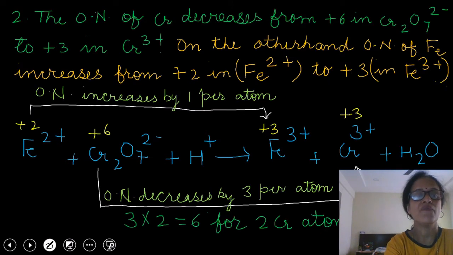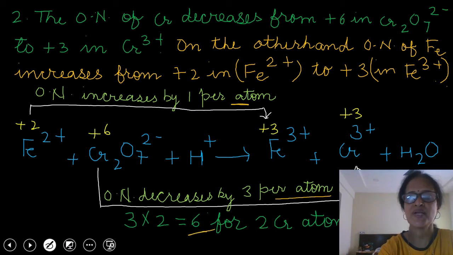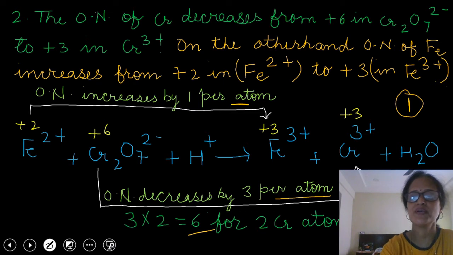You can see here for iron the oxidation number increases by 1 per atom. And for 1 chromium atom the oxidation number decreases by 3. But as we have 2 chromium atoms, the oxidation number will decrease by 3 into 2 is equal to 6 for 2 chromium atoms. So I am writing these numbers here. Oxidation number of iron increases by 1, and oxidation number of chromium decreases by 6 per 2 chromium atoms.